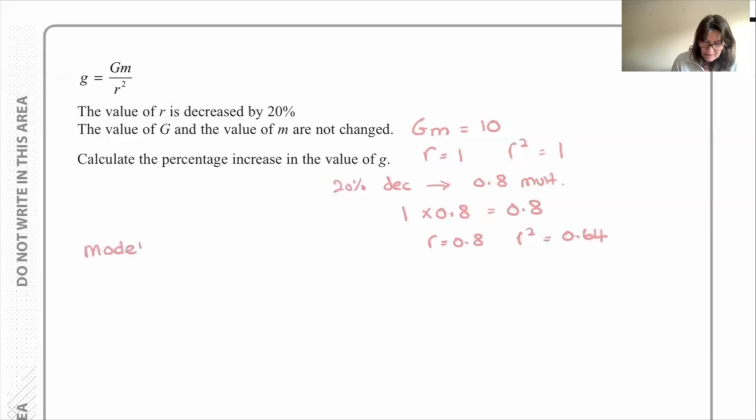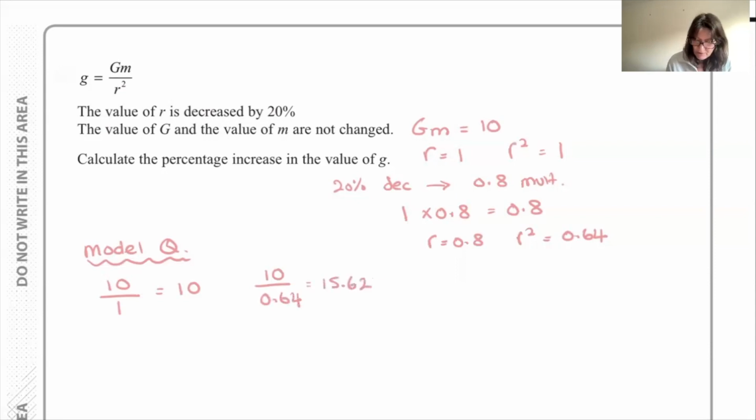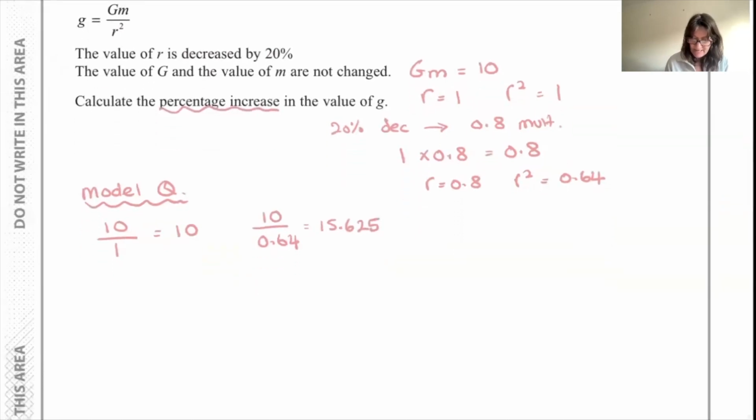Okay, now I'm going to model the question. I'm going to start putting my numbers into the problem that they have given us. So my GM is going to be 10. My original value of R is 1 and 1 squared is 1, and that gives me a result of 10. I'm now decreasing R by 20%. GM is unchanged, but my new R squared is 0.64, which gives a result of 15.625.